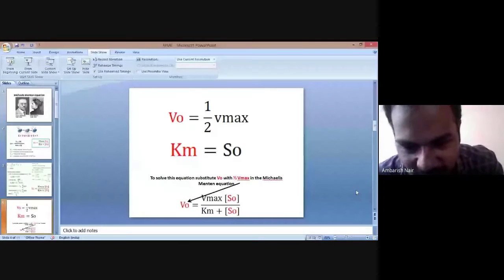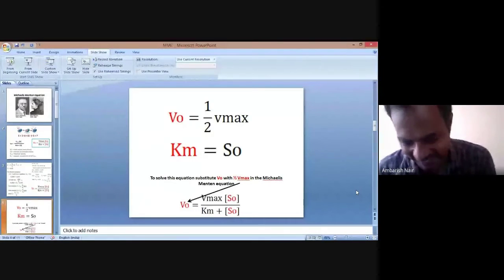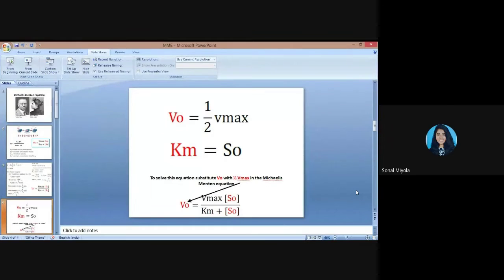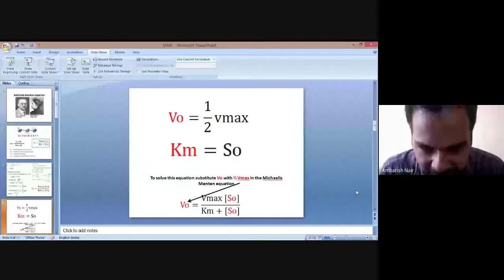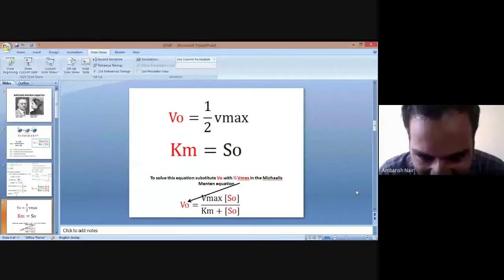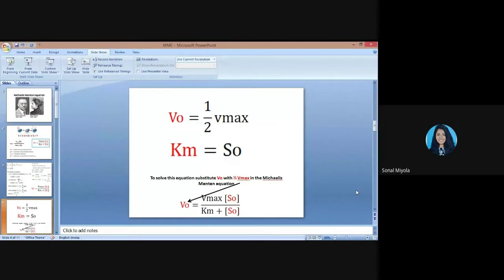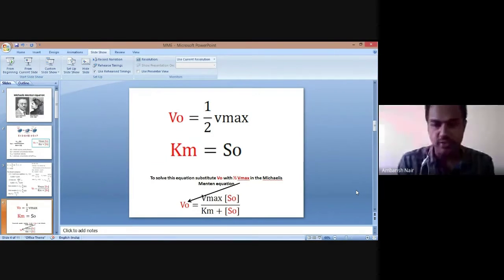Can anyone unmute and tell whether you are doing it or not? Sir, we have sent the snap in the group, sir. Yeah, pardon? We have sent the snap in the group, sir. Okay, you have done it?